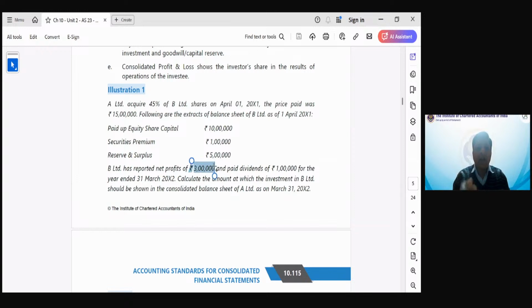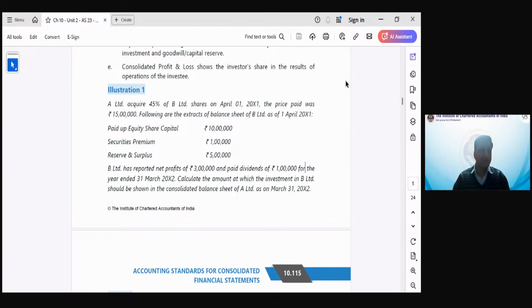3 lakh profit has been earned. So this 3 lakh, will it increase the net assets or decrease? So if you earn profits, what will be the impact? Nitin says it will increase, correct? And out of this profit, a dividend of rupees 1 lakh has been paid. So what is going to be the impact of this dividend? Should we ignore this? Dilip says no. This will reduce the amount of net assets. So all in all, net assets have increased by 2 lakhs.